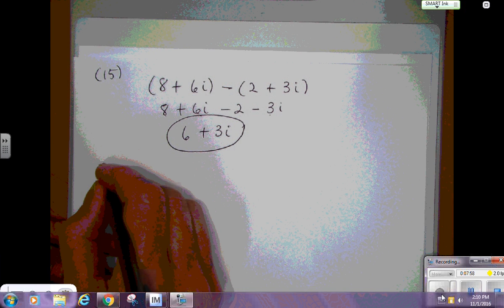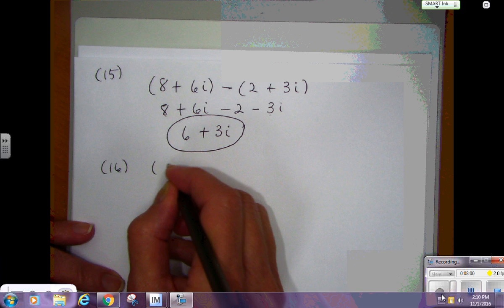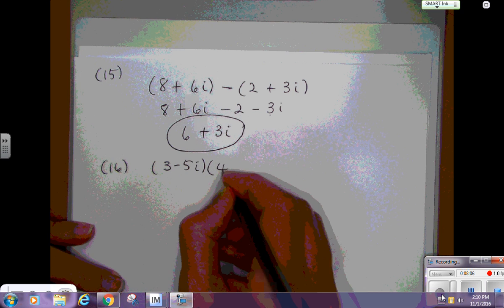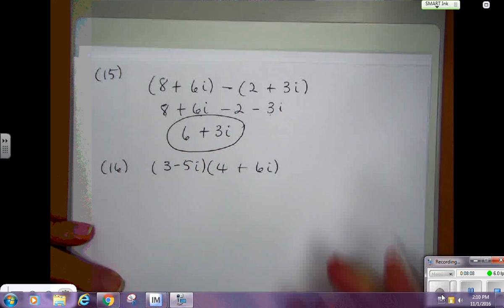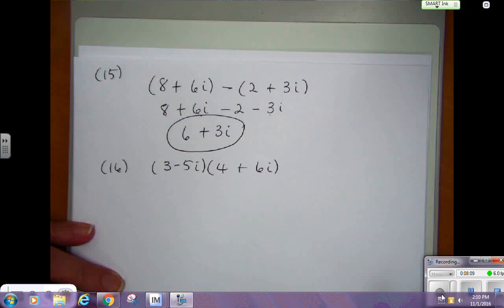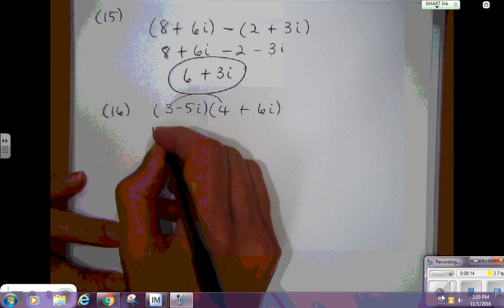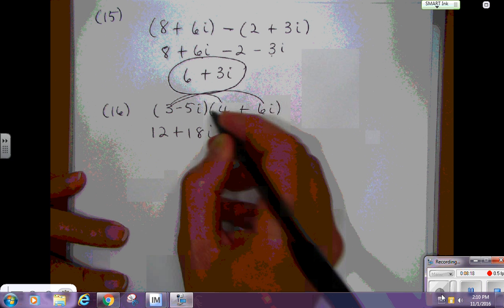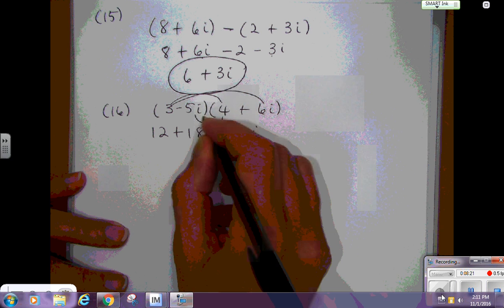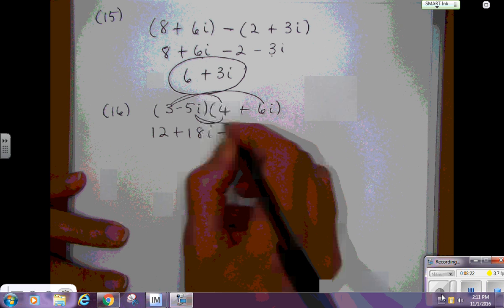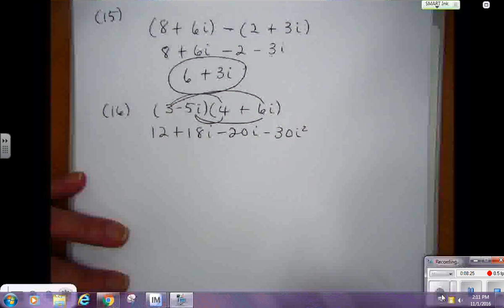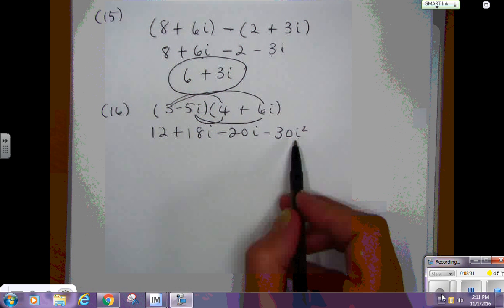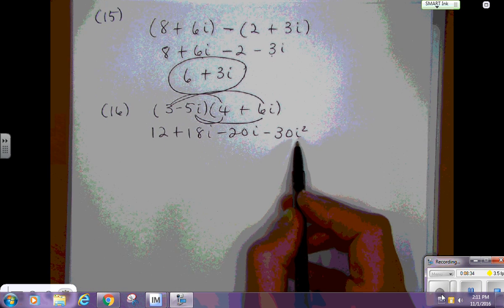Okay, the last one, 16, we're multiplying two complex numbers together. So since they're binomials, you have to use FOIL to multiply them together. So my first terms, 3 times 4, it's going to be 12. And your outer terms, plus 18i, inner terms, minus 20i, and the last terms, minus 30i squared. And then combine your like terms. And also, I can't leave this i squared as part of my answer, right? So what is i squared going to be?